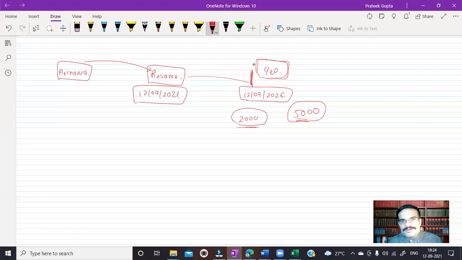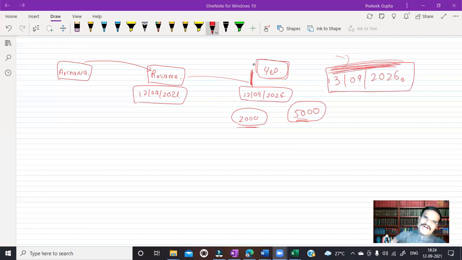Whether Arshna ma'am can sell these shares on 13th of September 2023, whether this is allowed, that after purchasing the shares, simultaneously Arshna ma'am is selling the shares in the stock market at rupees 5000, kya aisa allowed hai? Everyone is saying no. Some are saying yes.